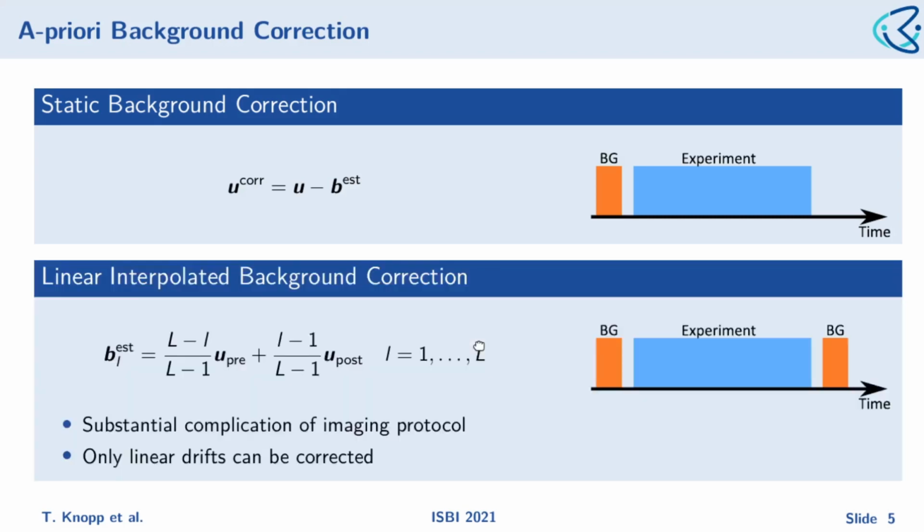In the past, we proposed an extension of this method where one uses two background scans, one before and one after the experiment. With this, it is possible to model linear background drifts. One issue of this method is that it substantially complicates the imaging protocol, since it is not always possible to remove the object immediately after the experiment.